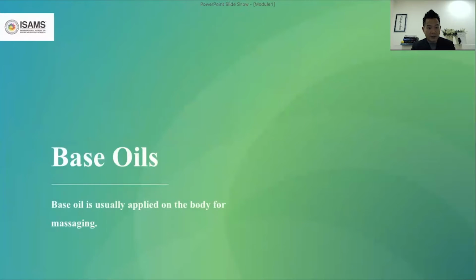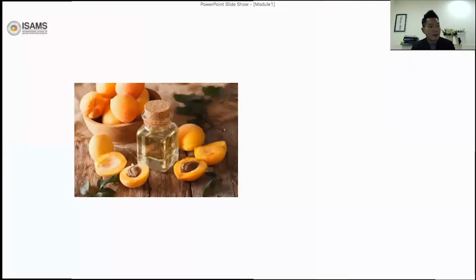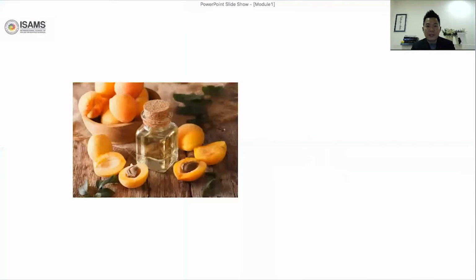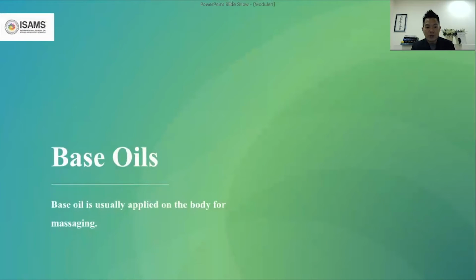So base oil is for massage. You can see that. And what are the properties of carrier oils and base oils? What are they made of? You must be able to list them out. What are the ingredients they are made from? You have to take note of the base oil where people have skin allergies, wheat allergies. Make sure that it will not affect the person. Just take note of that.